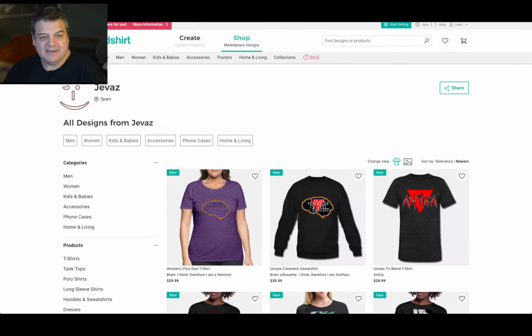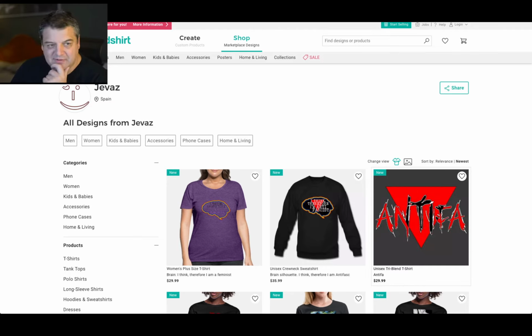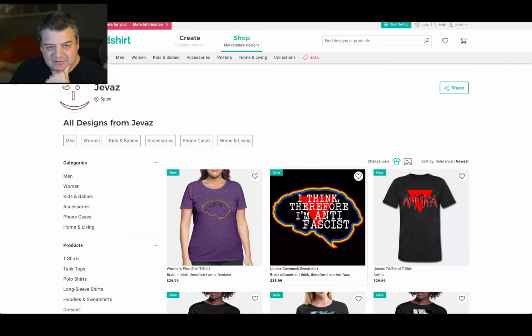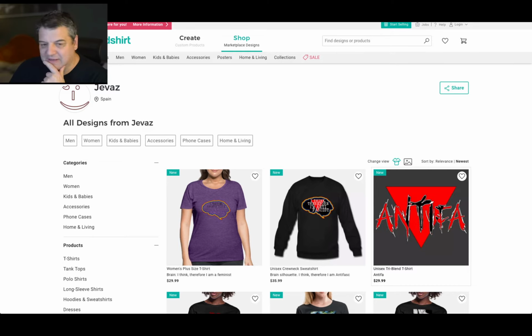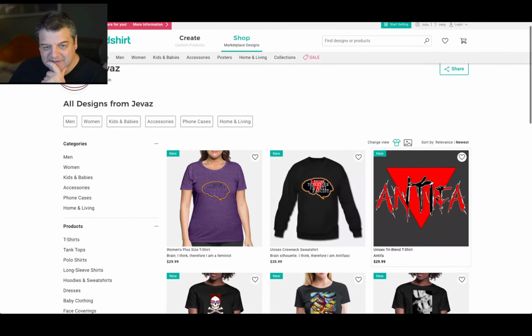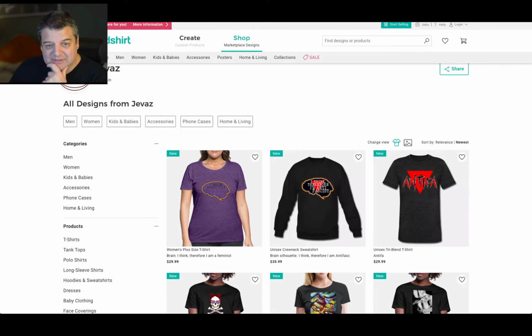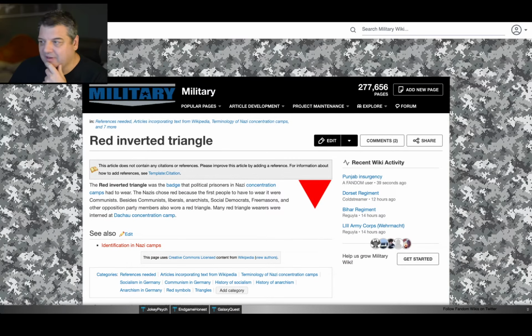What else did I find here? And then, ironically, this guy, Yevaz in Spain, he sort of looks like a left wing type. This t-shirt here says, I think, therefore I'm anti-fascist, and that's got an inverted red triangle. It's got another one with Antifa on it. So maybe Antifa took it to mean that they were included, because as you can see here, the liberals and the anarchists. So maybe the Antifa, because they're anarchists, wanted to use the red triangle as well.